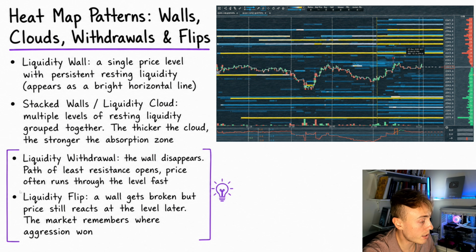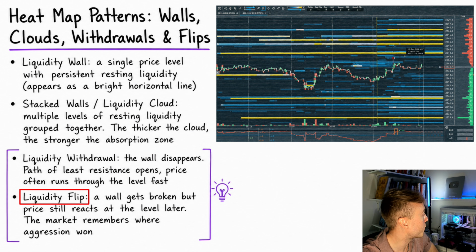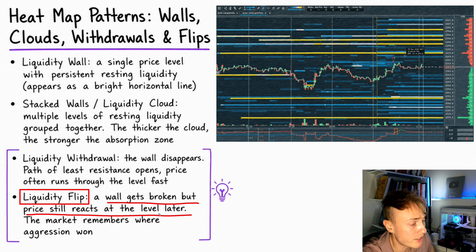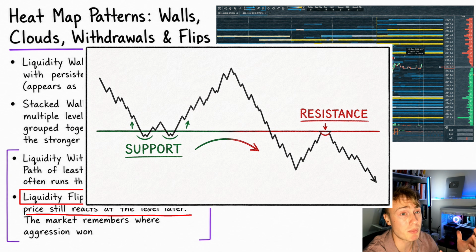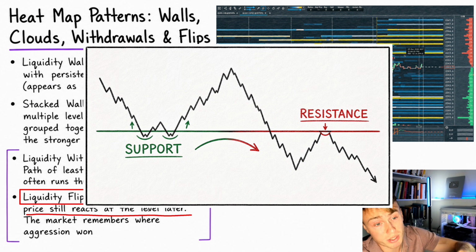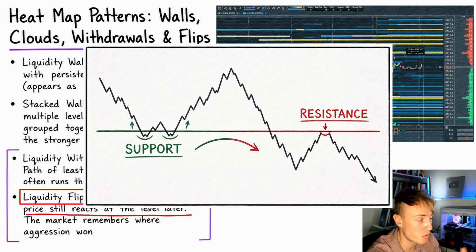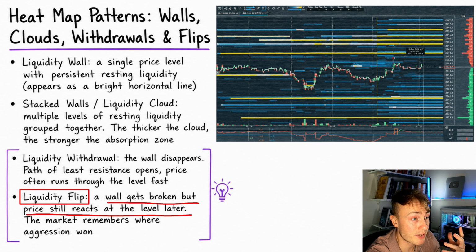The next thing I want to talk about is liquidity flip. And this is when a liquidity wall gets broken, but the price still reacts to that level later. So this is basically, if you know about support and resistance, you know that when we break support, it often flips to become resistance in the future. This is pretty much the same thing, but with liquidity walls.